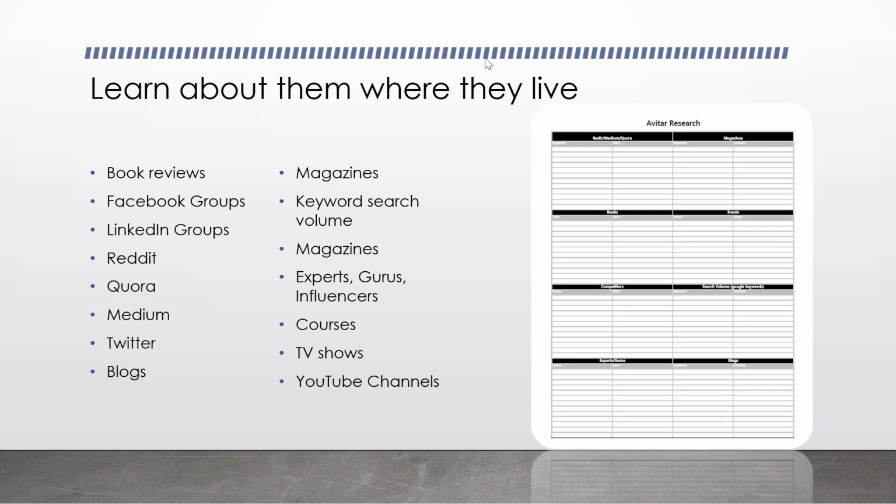Next, you want to learn about where they live, not physically, that's demographic data, but where do they hang out? What are the services they use? What are the books they read? What are the Facebook groups where they hang out? Are they on LinkedIn? Do they hang out in groups? Do they use Reddit and do they hang out there, or Quora or Medium or Twitter? What are their favorite blogs, popular blogs with this type of person? Are there magazines for your demographic, psychographic person?